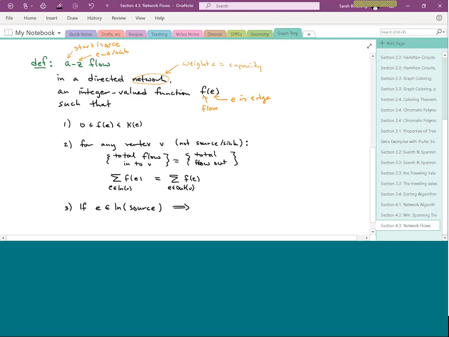Okay? So that would be the idea here in terms of the mathematical symbols. Personally, I find it easiest to remember it in terms of the words. Normally, I remember it more in terms of the symbols, but total flow in has to match total flow out at each vertex.